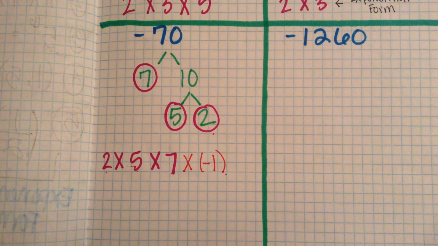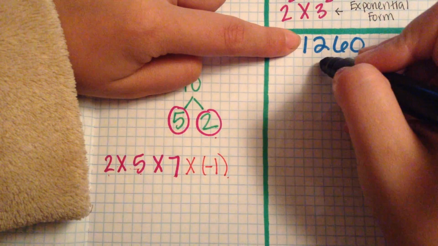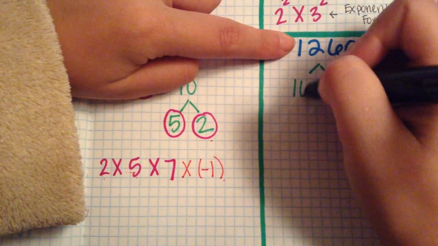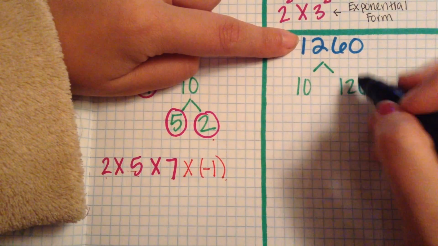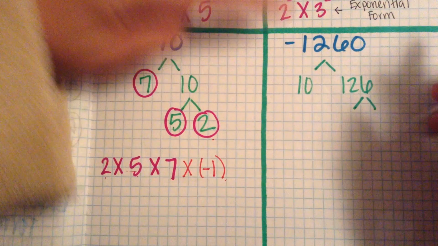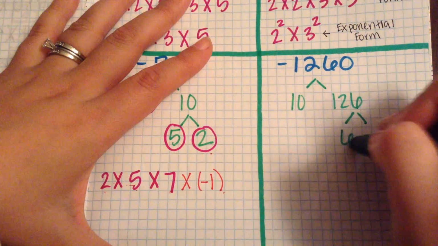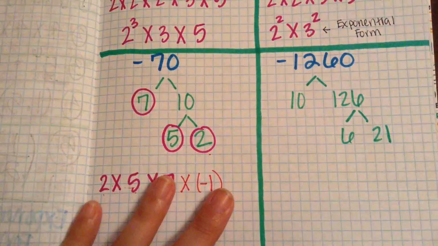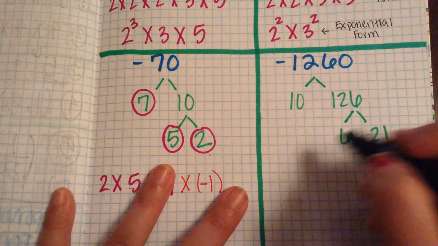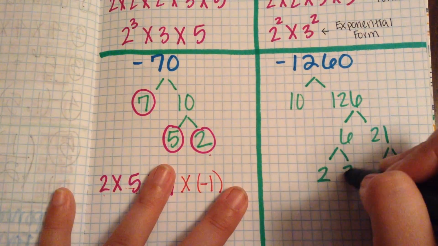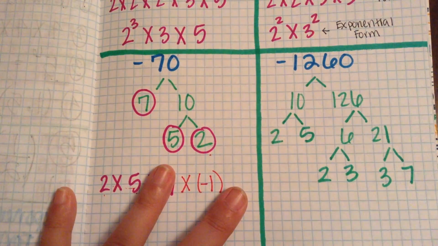So we have negative 1,260. So again, we're going to pretend like this is positive and we're going to break it up. So I know that 10 times 126 is 1,260. And then we're going to break this up again. And I know that 6 times 21 is 126. And then I know that 3 times 7 is 21. And 2 times 3 is 6. And 2 times 5 is 10.